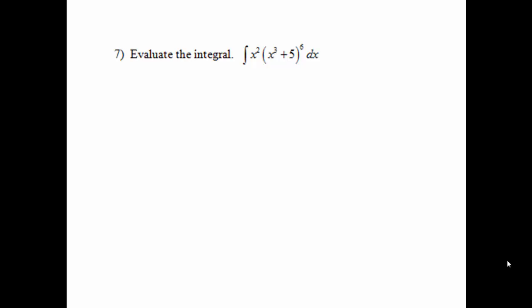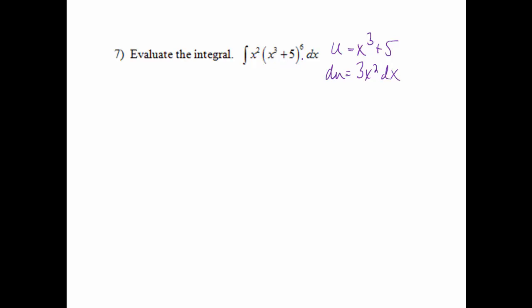Number 7, evaluate the integral of x squared times the quantity x cubed plus 5 to the 6th power. All right, so since there are parentheses on this one, we know we're going to do a u substitution. So u will equal what's inside of the parentheses, which will be x cubed plus 5. My du, the derivative of x cubed plus 5, will be 3x squared dx.